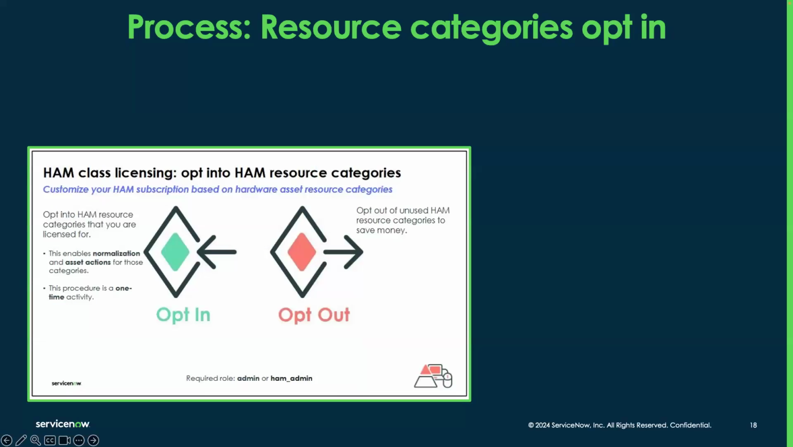Now, when you opt into it, you're able to do the normalization. You're going to get those asset actions. You'll be able to use those resource category items in your workflows. This usually is a one-time activity. You might want to change it if you change your contract. However, it's normally just a one-time activity. And again, if you opt out of those HAM resource categories, you do that to save money.